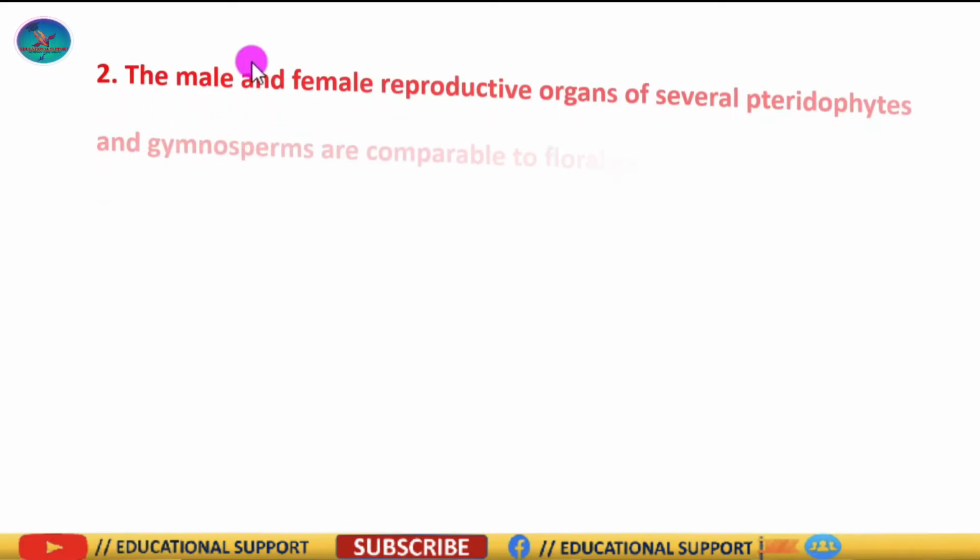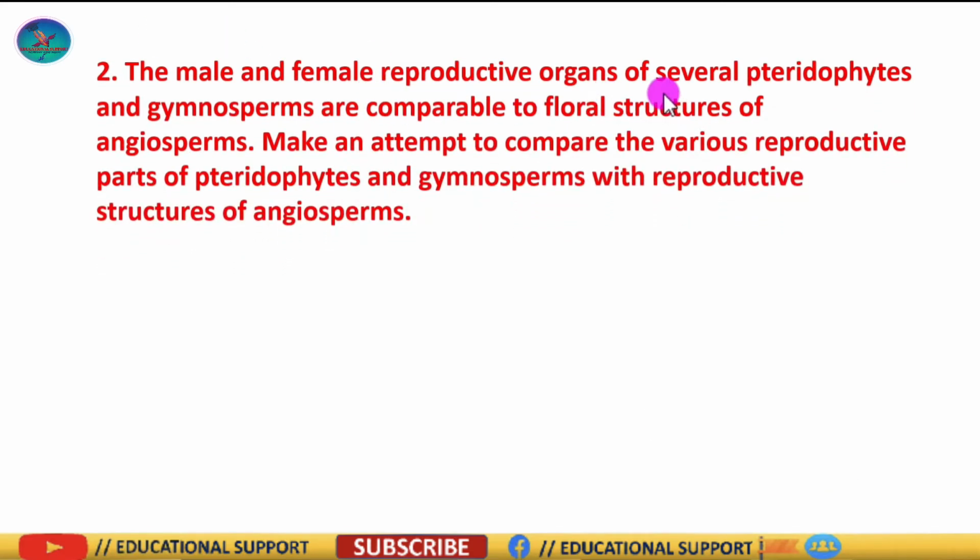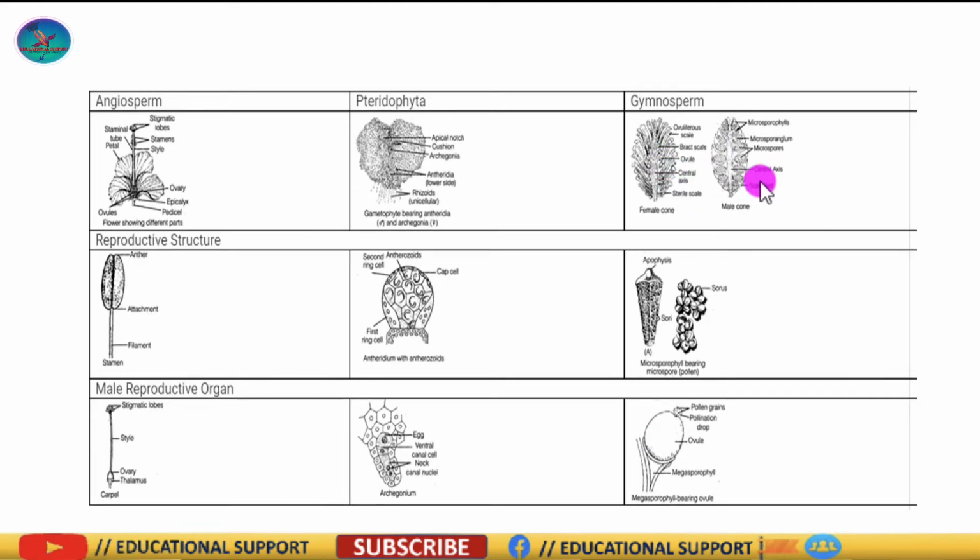Question number 2 is, the male and female reproductive organs of several pteridophytes and gymnosperms are comparable to floral structures of angiosperms. Make an attempt to compare the various reproductive parts of pteridophytes and gymnosperms with reproductive structures of angiosperms. So in gymnosperms, a distinct male gametophyte is always present. Antheridium is not present. Male gametes may or may not be flagellated, and male gametes reach the female gametes through the pollen tube, and female gametes are enclosed inside an ovule.